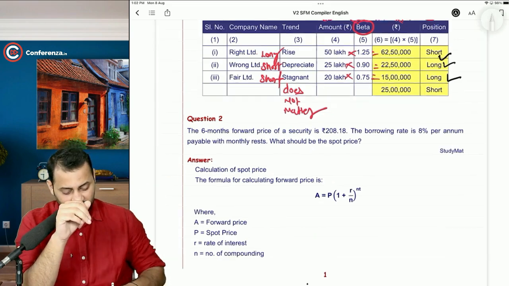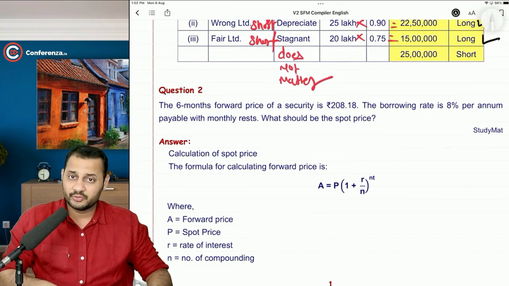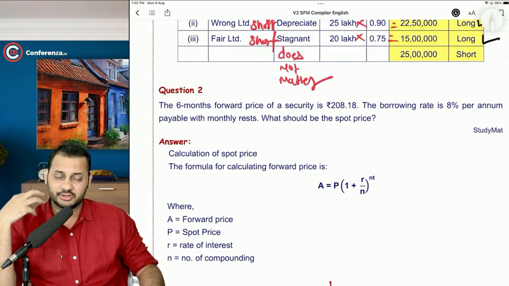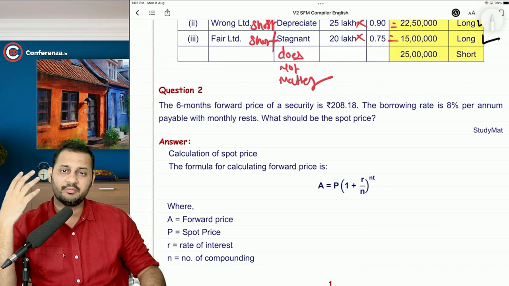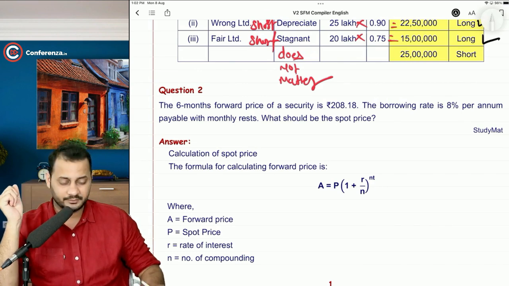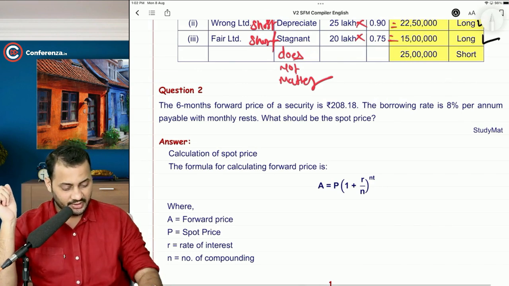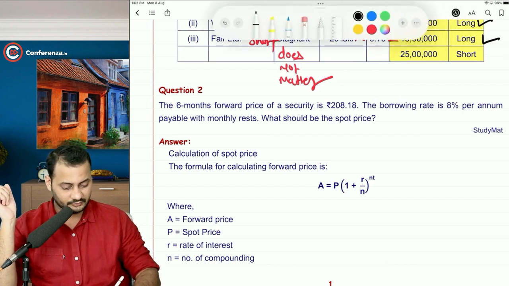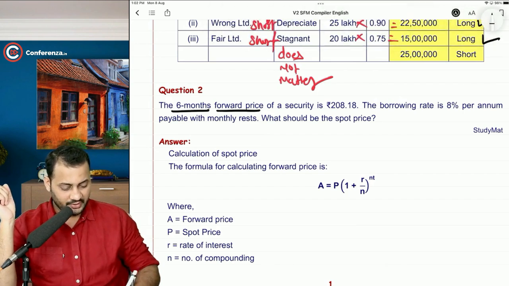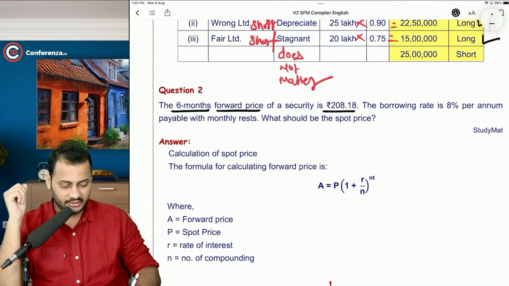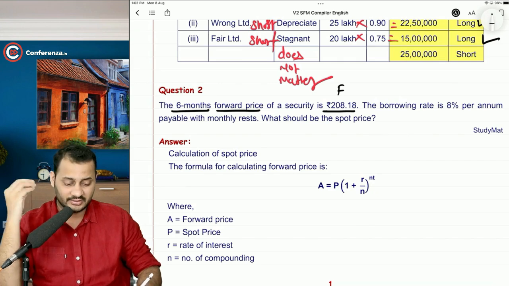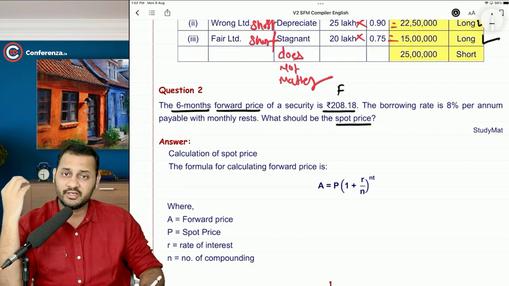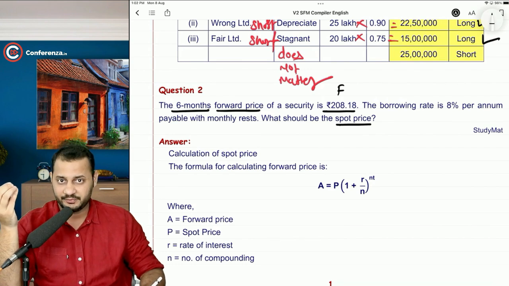You can see there are multiple things given and you are going to learn a lot more things with the help of the question. You can say that till now, in the previous 2 lectures, we have discussed only 20% of the concept. The 80% clarity will come in these questions. 6 months forward contract. Have a look. The 6 months forward price of a security is 208.18. That means F is already given to you. They are not asking you to calculate the forward price. They are asking you to calculate the spot price. So the very first question itself is a reverse question, right?